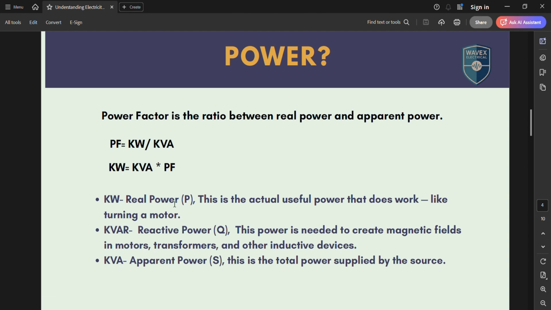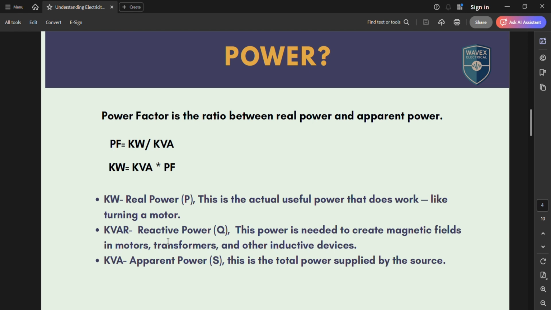There are 3 types of power. I'm coming to the 3 types of power. The first one is real power, that is useful power that we normally use for doing our work. And what is the next one? The kVAR, kilovolt ampere reactive, that is reactive power. This power is needed to create a magnetic field in motors, transformers, and other inductive devices.